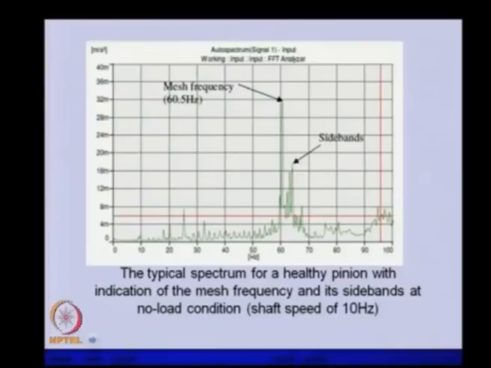This is a typical spectrum for a healthy pinion with indication of the mesh frequency and its side band at no load condition. You can see that there is a mesh frequency for a typical gear and this kind of side band. Only one side is there, but if the severity of the fault is more, then we can have side bands on the other side of this main frequency. And this mesh frequency will always be there, but if there is a fault, then its amplitude will increase.